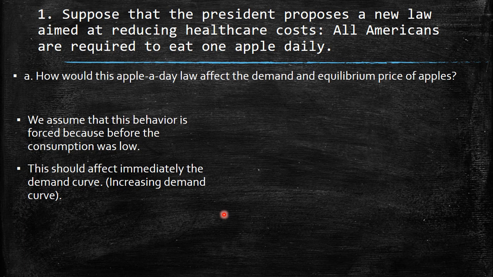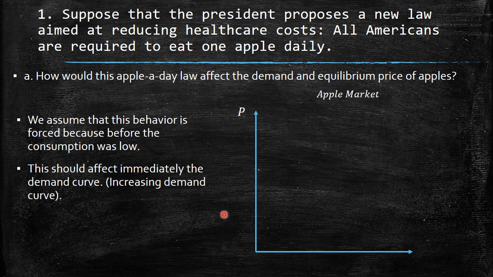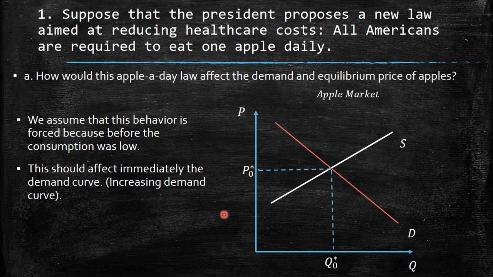Let's see this graph. Here we are talking about the apple market. In the y-axis we have the price, and in the x-axis the quantities. Here we have the supply, which has an increasing slope, and the demand with a decreasing slope, as usual. Here we have the initial situation, where we have P0 star and Q0 star, the equilibrium prices and quantities.